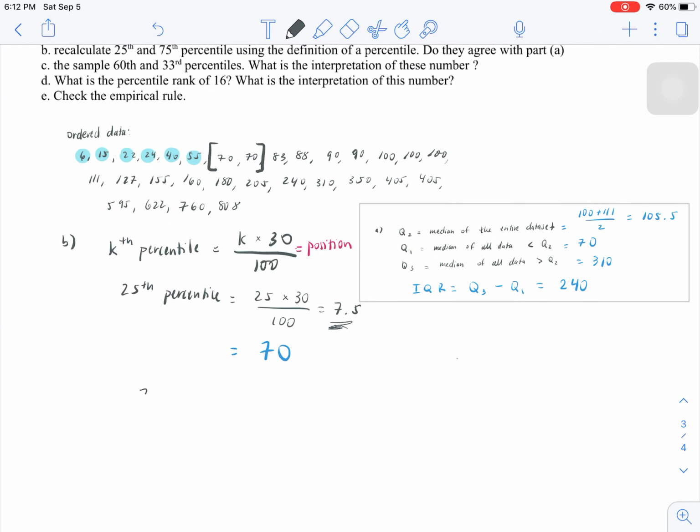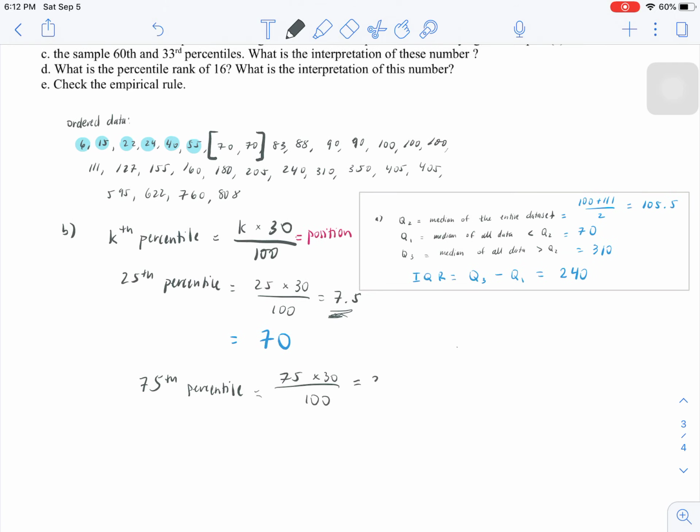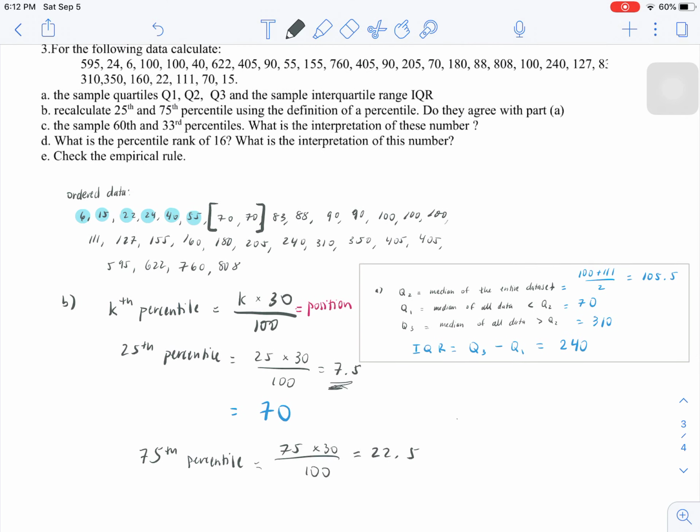So let's find the position of the data point that's at the 75th percentile. So we take 75 times 30 and divide that by 100. You can plug that into your calculator and you get 22.5. So now, that means that the data point that is at the 75th percentile is halfway in between the 22nd and 23rd data point. So let's figure out where those are.